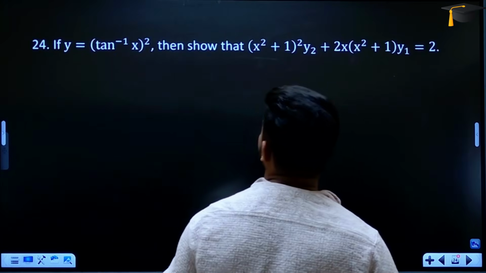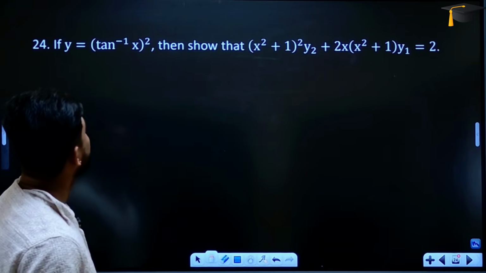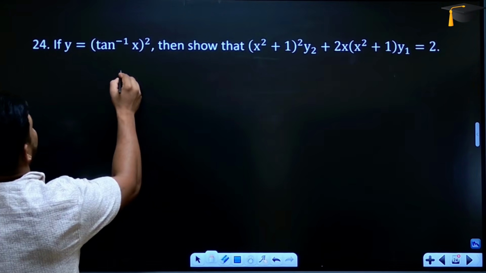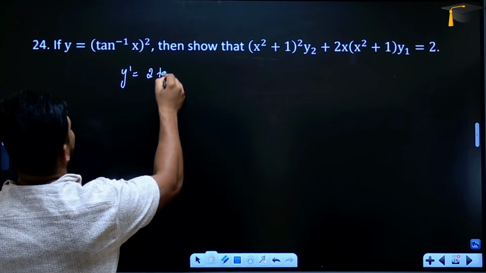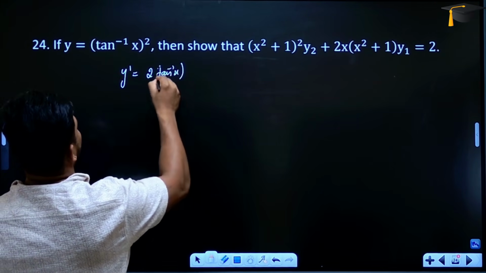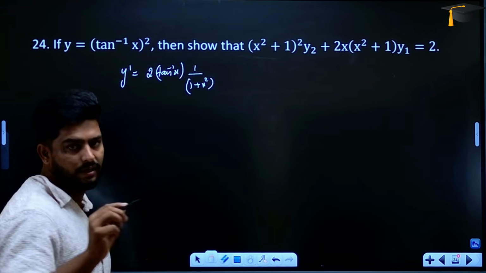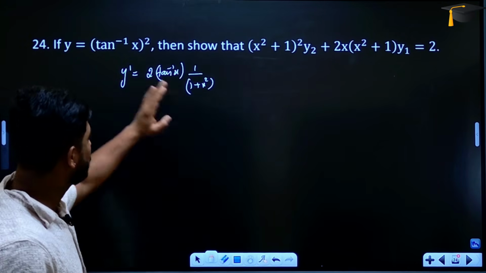Next, okay, so y is equal to tan inverse x the whole square, prove that this one, right? So simple. So function of the parent, so y dash is equal to 2 tan inverse x into 1 by 1 plus x square. So the mantra of double differentiation questions is, once you get the denominator on the right hand side, you have to send it back to the left hand side.